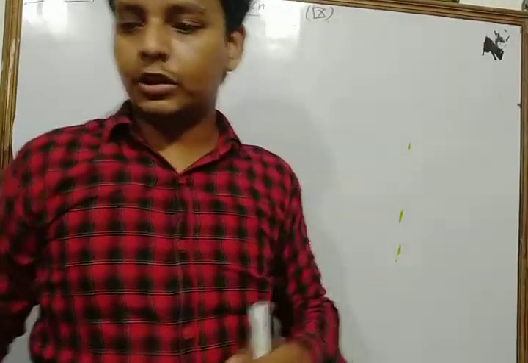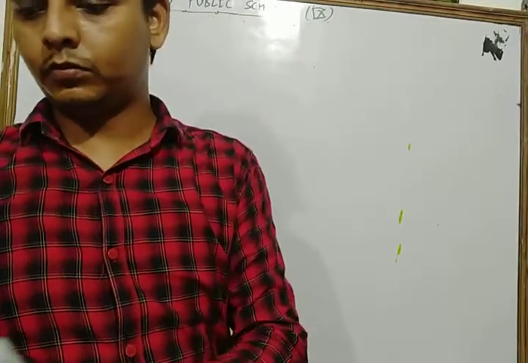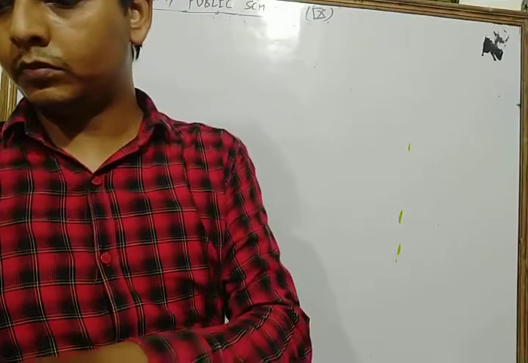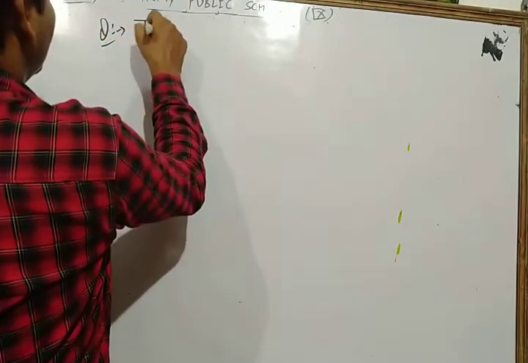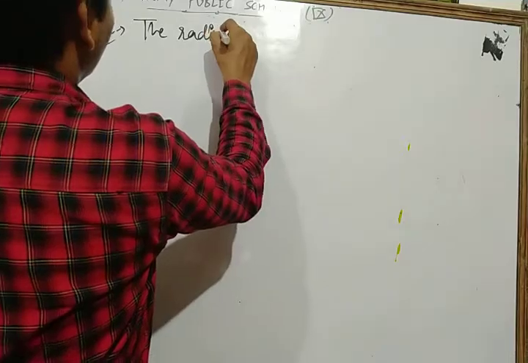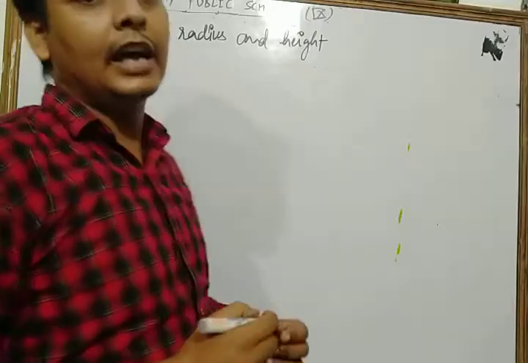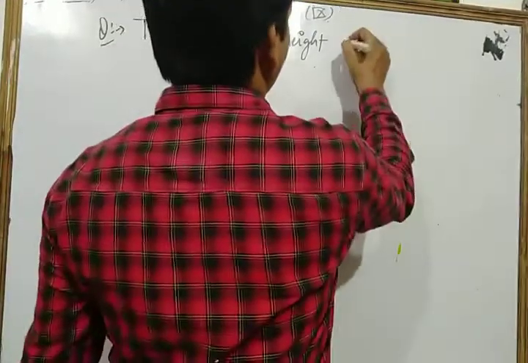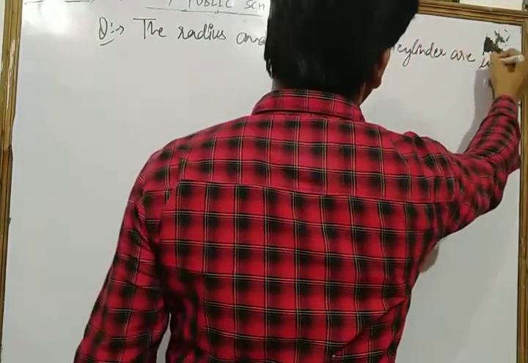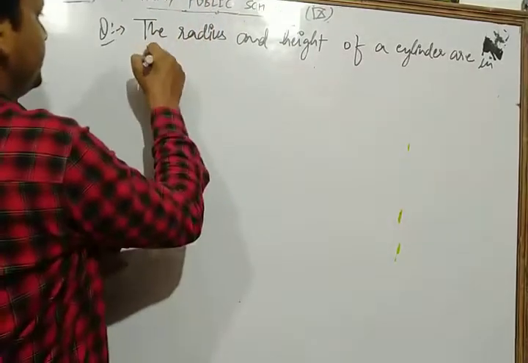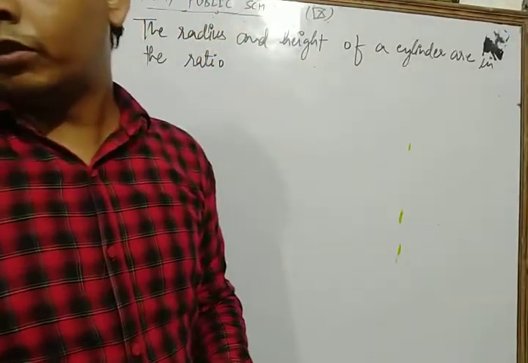Okay, now let's see the next question of your NCERT. The radius and height of a cylinder are in the ratio 5:7.